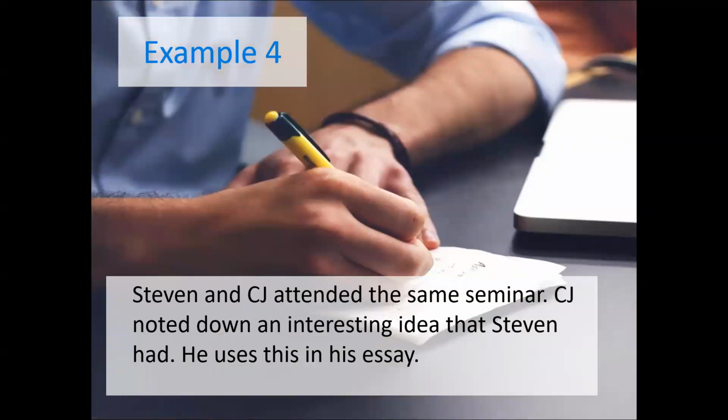Example 4, Stephen and CJ attended the same seminar. CJ noted down an interesting idea that Stephen had. He uses this in his essay. Is this plagiarism? Now we're getting into slightly dangerous territory. It is plagiarism if you don't acknowledge your classmate, if you have used their idea. I think this is something that's often quite overlooked. It doesn't matter whether the person having the idea is the academic at the front of the room or the person sitting next to you. It's someone else's idea. You need to acknowledge that fact.